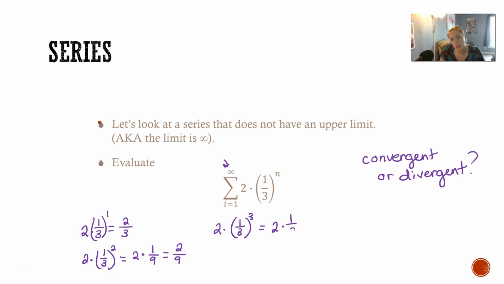2 times 1/9. Just kidding, it's 27. I was just testing you guys. So this would be 2 over 27. Then 2 times 1/3 to the 4th. What's 3 to the 4th? 81. Oh, duh. Of course it is.